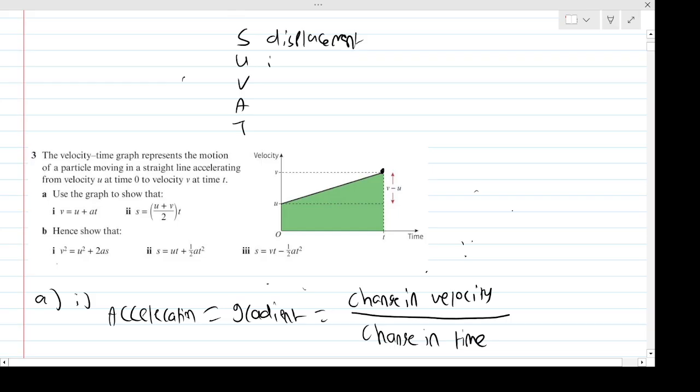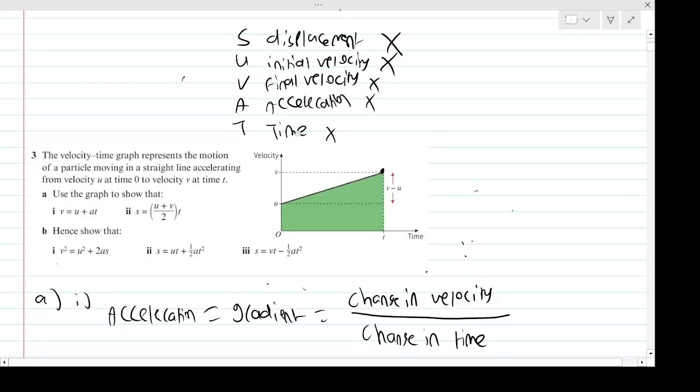U is initial velocity. V is final velocity. A is acceleration. And T is time. So what we've effectively ended up with now, because of these 5 equations, is that I don't need all 5 things. There's always an equation I can use where I can dismiss one of these, so I only need 4 of these at one time.